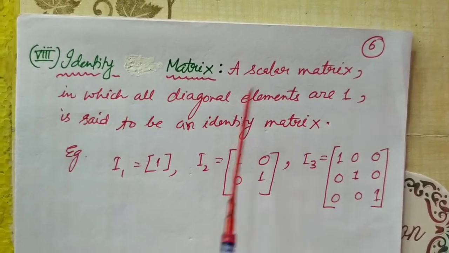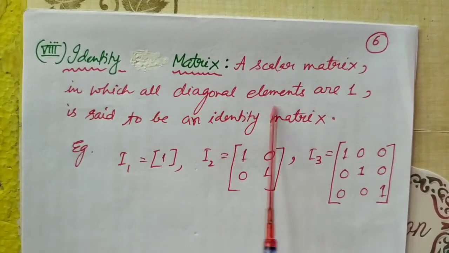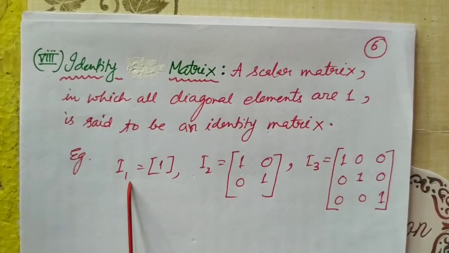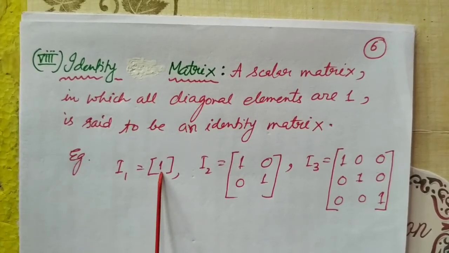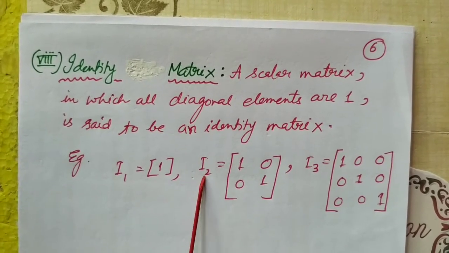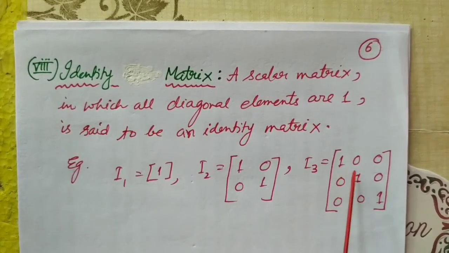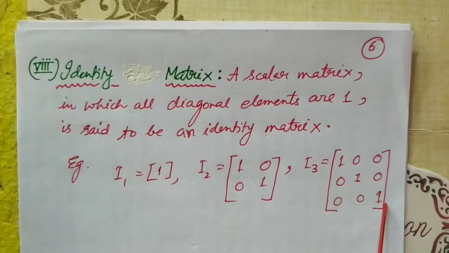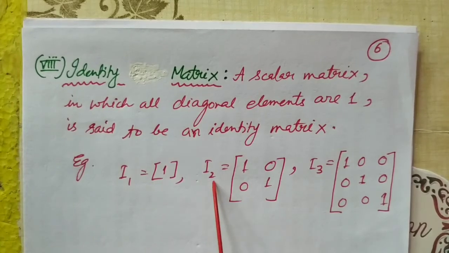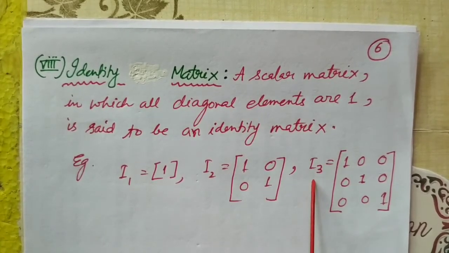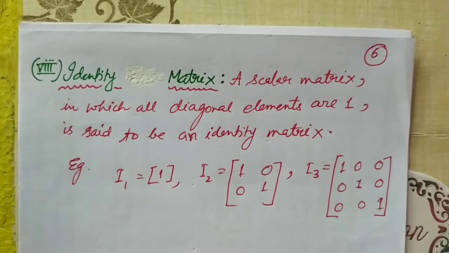Identity matrix: a scalar matrix in which all the diagonal elements are 1 is said to be an identity matrix. For example, the identity matrix of order 1 is just 1. Identity matrix of order 2 is 1 0 0 1. Identity matrix of order 3 is 1 0 0, 0 1 0, 0 0 1. In future we are going to use I2 for the identity matrix of order 2, I3 for the identity matrix of order 3, and so on.